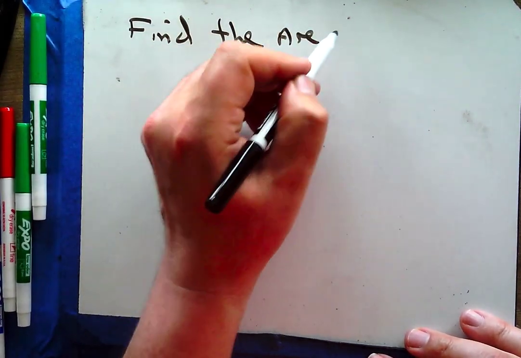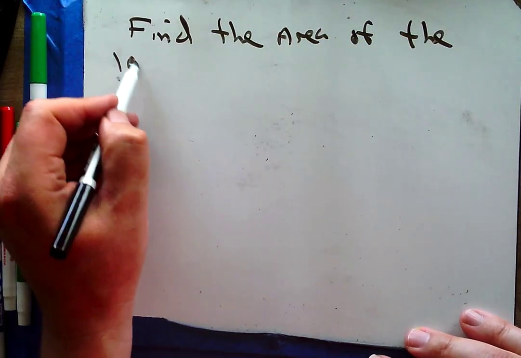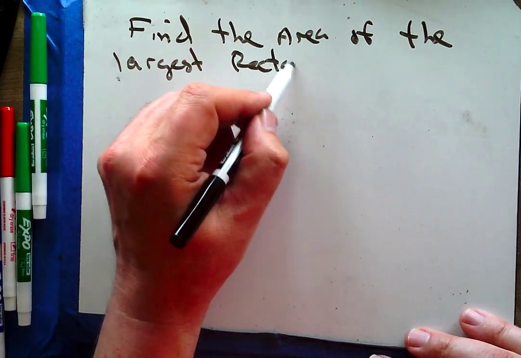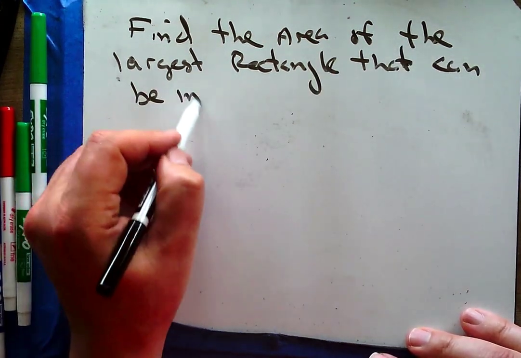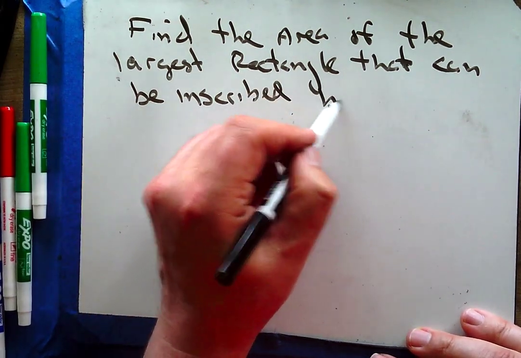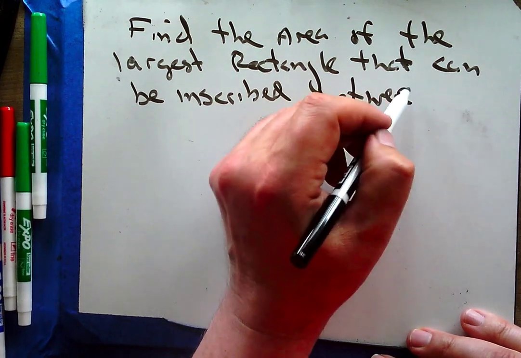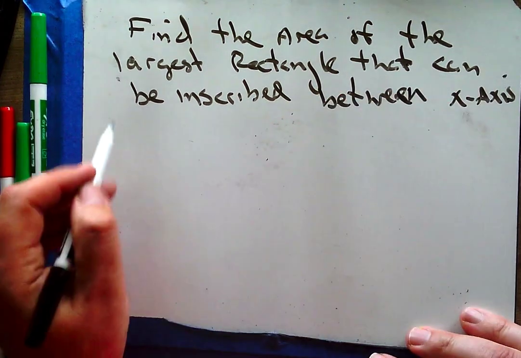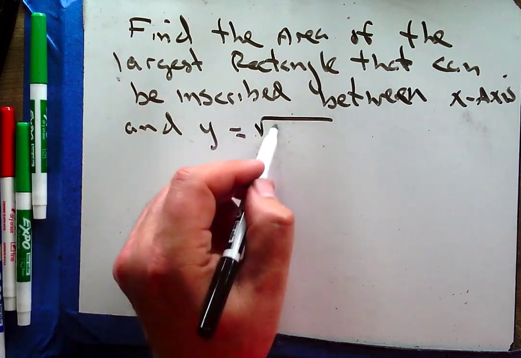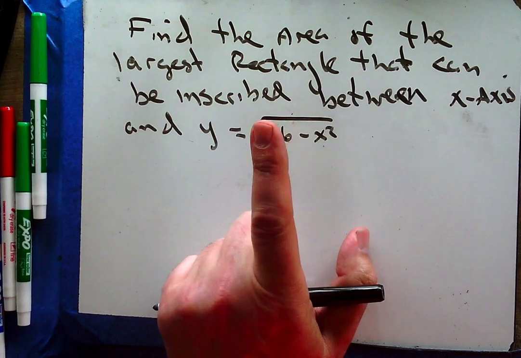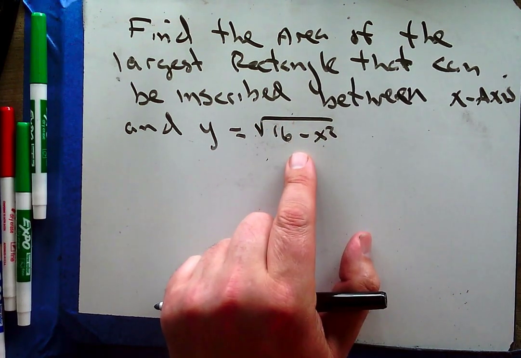Okay, so let's then move on to these word problems that people get concerned about. Find the area of the largest rectangle that can be inscribed between the x-axis and y equals square root of 16 minus x squared, which is a semicircle with a radius of 4 centered on the origin.